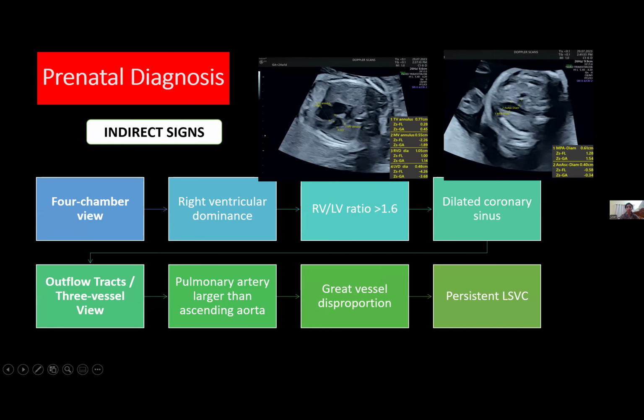It can also be associated with a persistent left superior vena cava draining into a dilated coronary sinus. The ventricular and great vessel disproportion are key indirect markers of fetal coarctation. While these findings are less specific in the third trimester because of the physiological right ventricular dominance, they are highly predictive of coarctation when identified before 28 weeks of gestation.